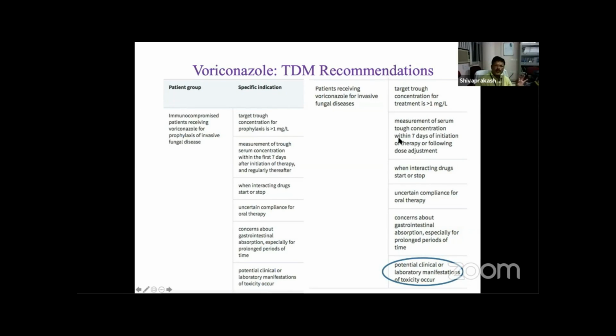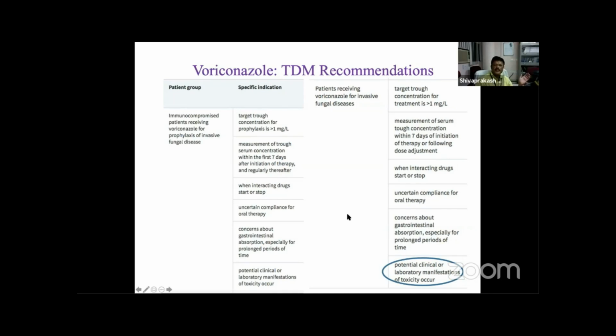Always, when you are doing TDM, you should know when to take the sample. For any antifungal, to reach steady state it will take at least 2 to 3 days. If you are giving an IV formulation you will get the levels very fast, unlike an oral formulation. Here they say the trough concentration should be measured within 7 days of initiation of therapy or following a dose adjustment. You should also do it when an interacting drug is added or stopped, and for any absorption issues.